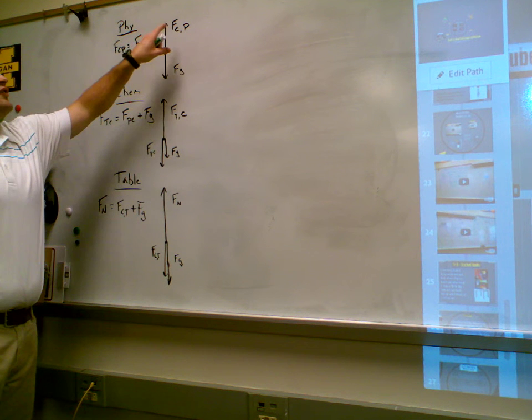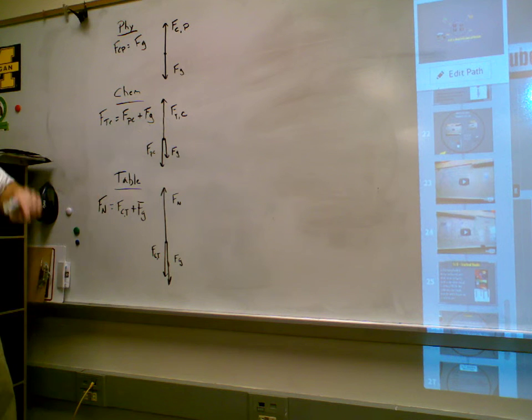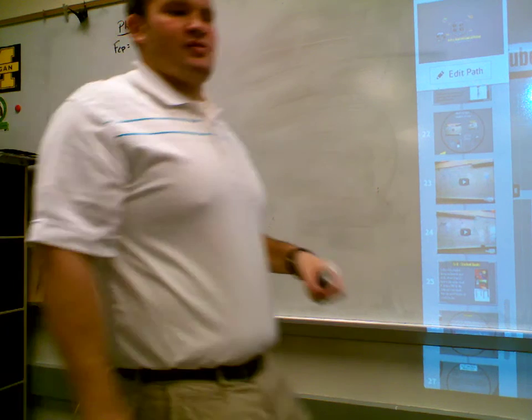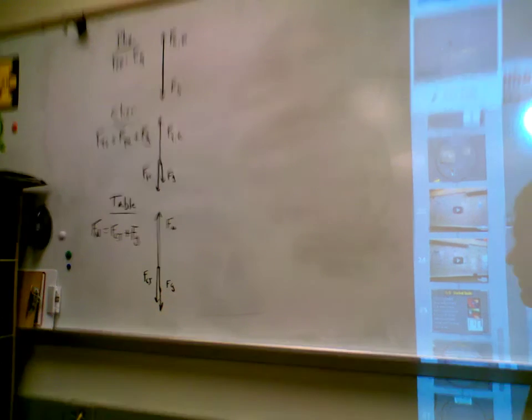So remember these. This is the force of the chemistry book on the physics book, force of the physics book on the chemistry book, force of the table on the chemistry book, force of the chemistry book on the table. Does that make sense, guys? Now the last thing I had to do on Friday was to identify the third law pairs. So which forces are equal and opposite?